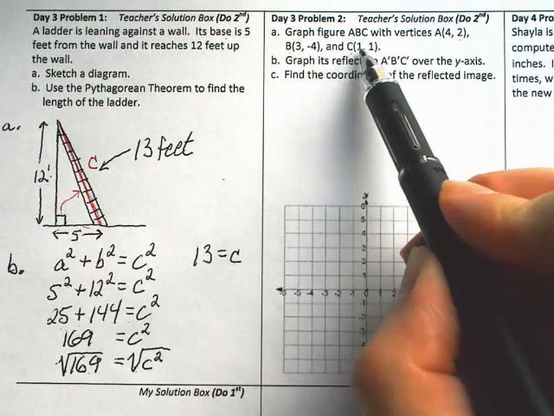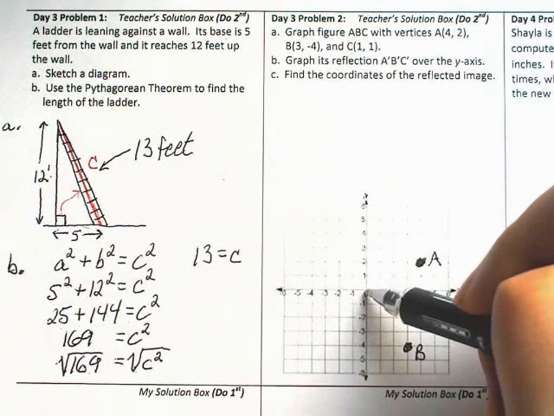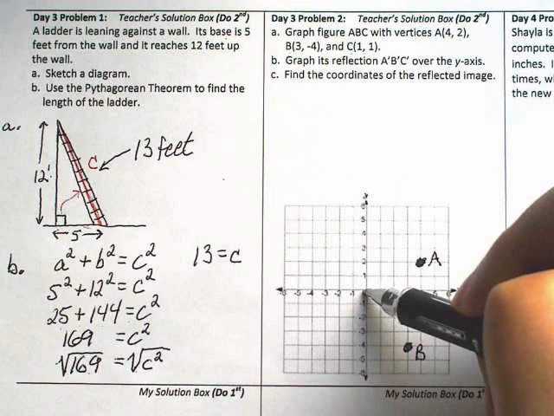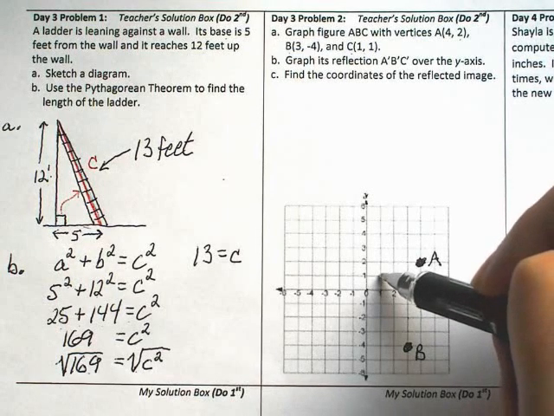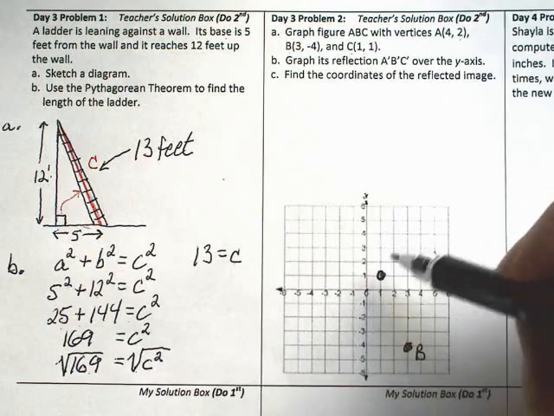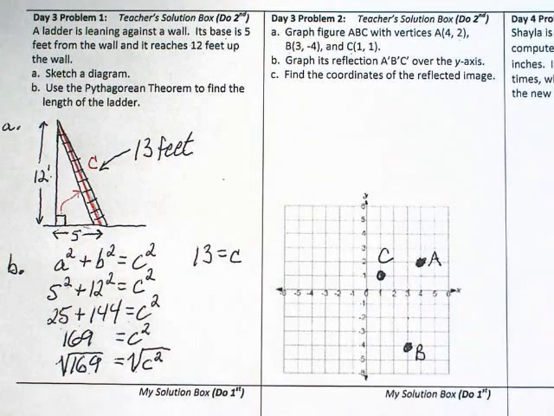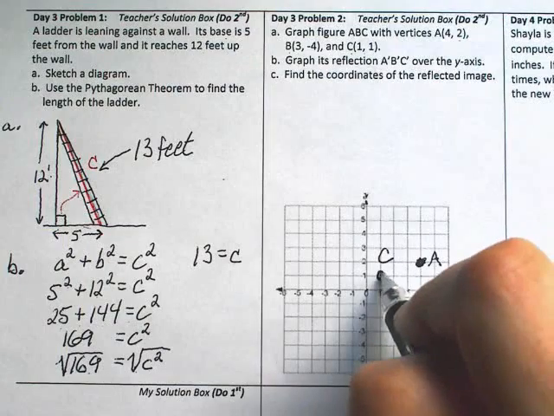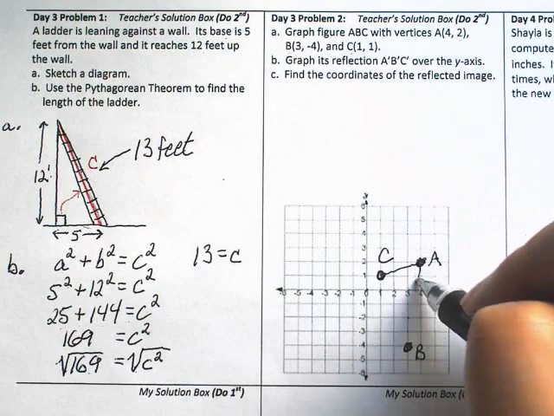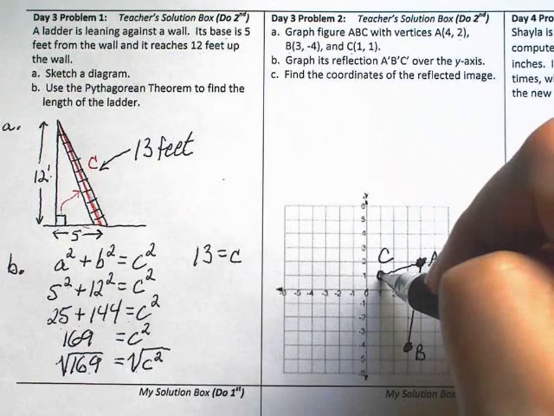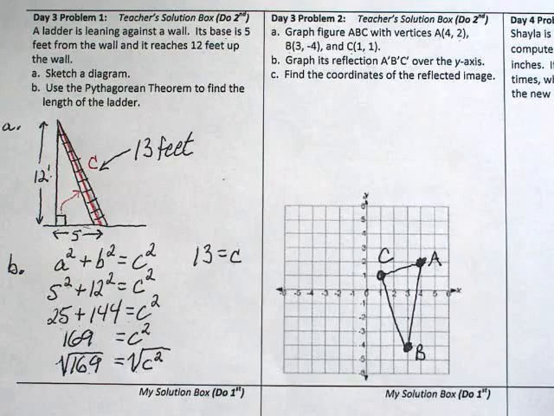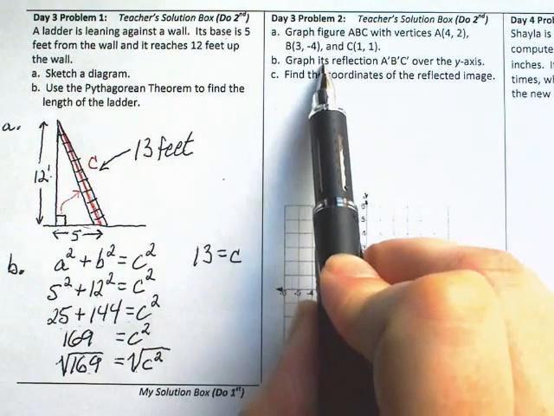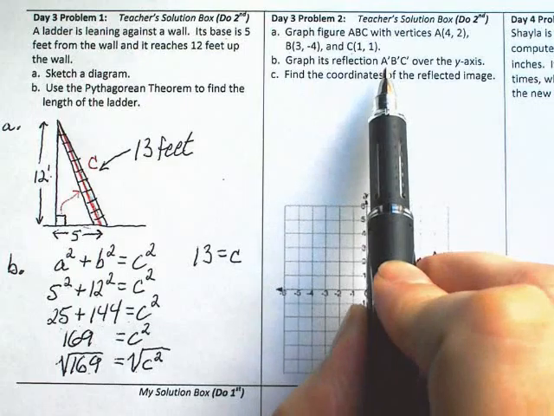And now point C, (1, 1). So starting at the origin, the first number is 1, so I go 1 unit to the right on the x-axis. And the second number in the parentheses is 1, so up 1 unit. And here is point C. And so this figure is a triangle. So I can connect these dots together and show that triangle. There is figure ABC.